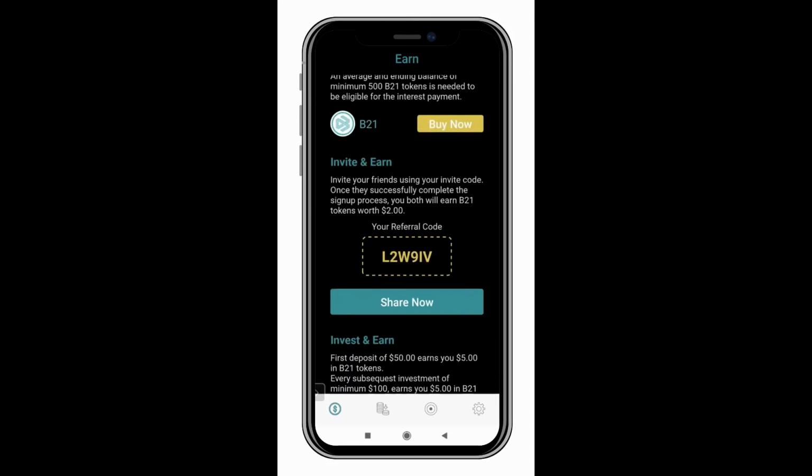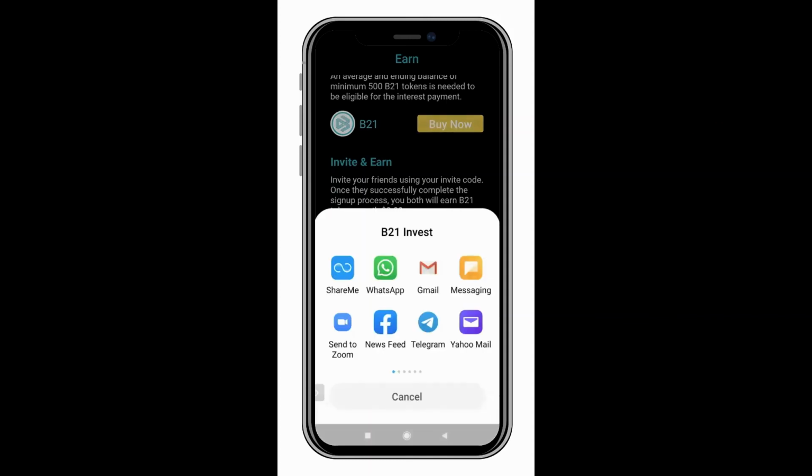We also have an invite and earn function. This is the customer's referral code. So when they use this referral code to give it to a friend, they can earn $2 in B21 token for themselves, and the customer that they refer is going to get $2 in referral commission for signing up, and they'll receive those in B21 token. They can share those out onto social media, so they can just tap the share button, and then they can share on whatever social media channel they like.